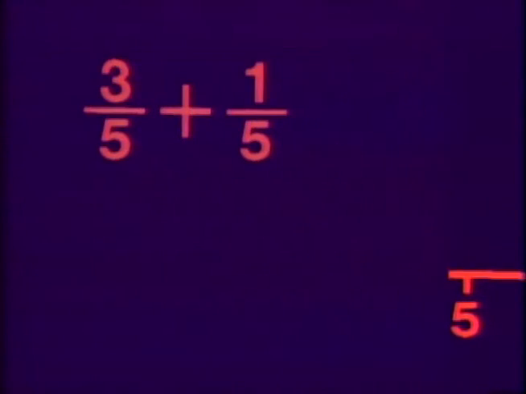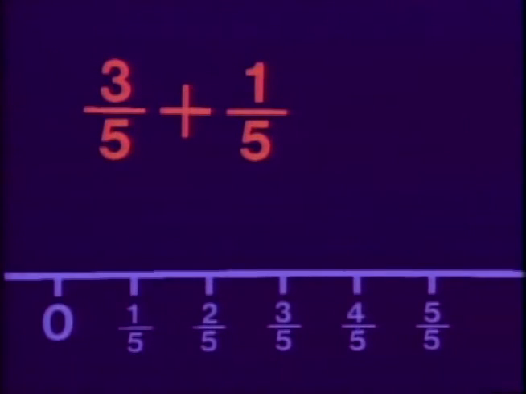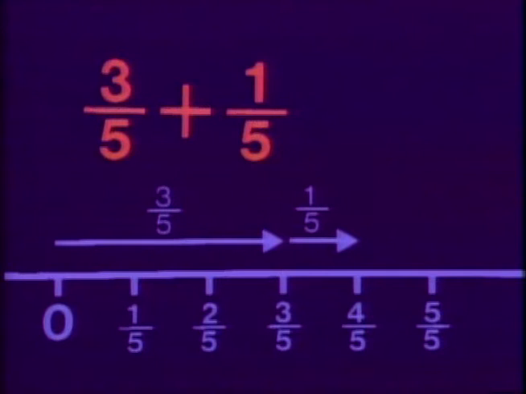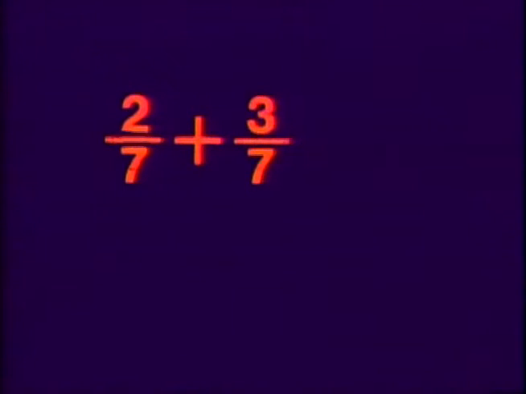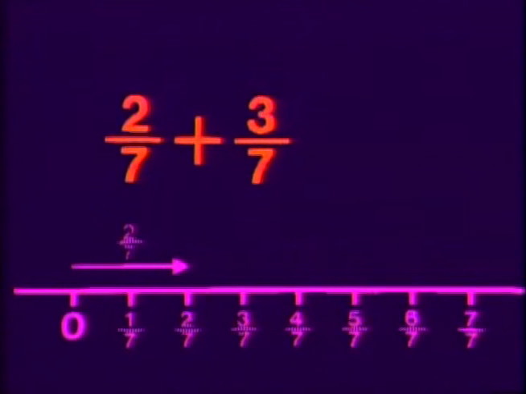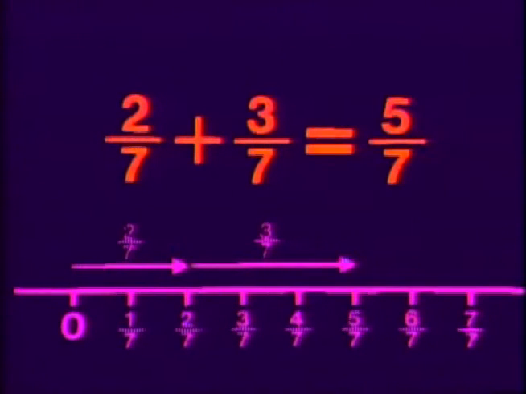Suppose now that instead of adding 3 and 1, we add 3/5 and 1/5. We start at 0 on the number line, move 3/5 of a unit to the right, and then move 1/5 more. Where are we? At 4/5. So we say 3/5 plus 1/5 equals 4/5. To add 2/7 and 3/7, we start at 0, move 2/7 of a unit to the right, and then continue another 3/7. We find ourselves at 5/7. 2/7 plus 3/7 equals 5/7.